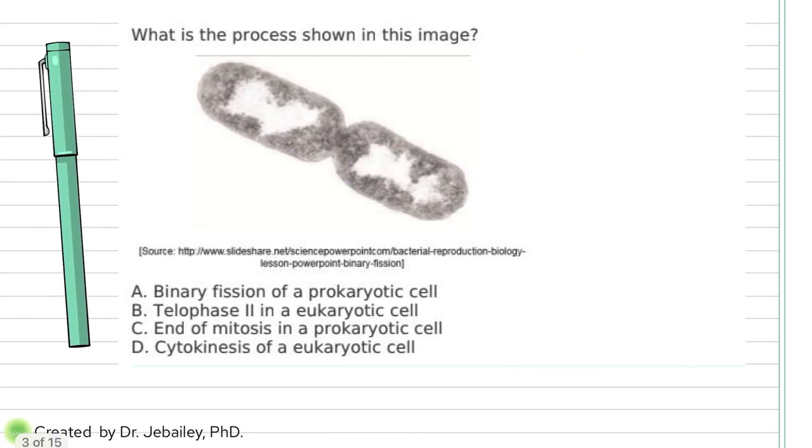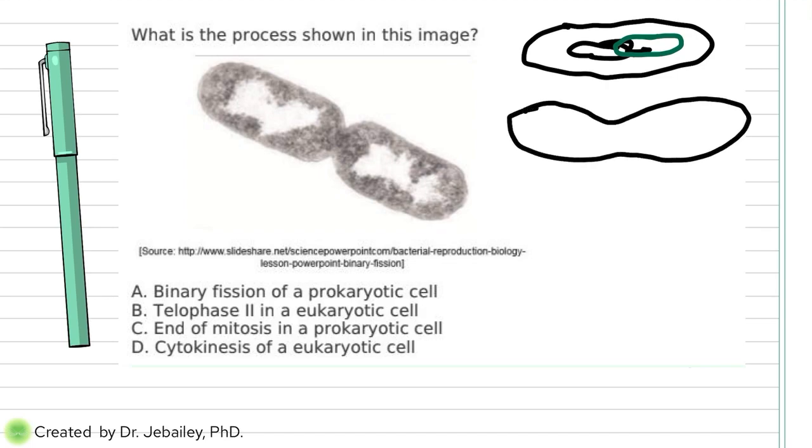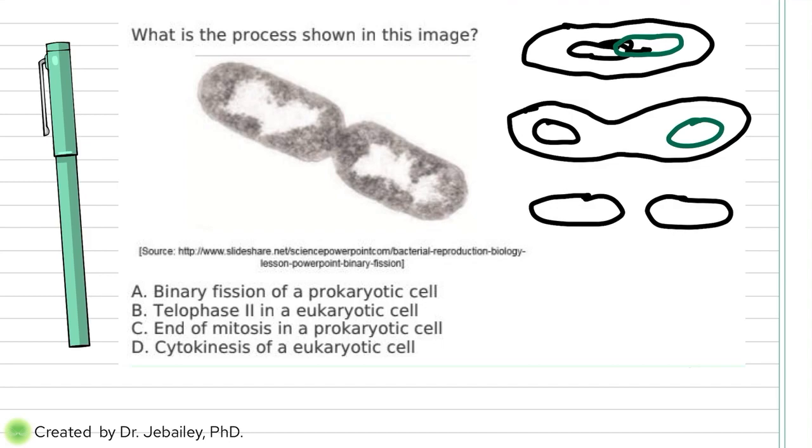Let's go to the next question. What is the process shown in the image? If you remember from bacteria, this is a bacteria drawing, and it has its DNA. When it goes through division, the first thing it does is create an extra copy of that DNA. Then the bacteria grows a little more, and each DNA goes to one side. Eventually, you will have two bacteria split. This is known as binary fission.